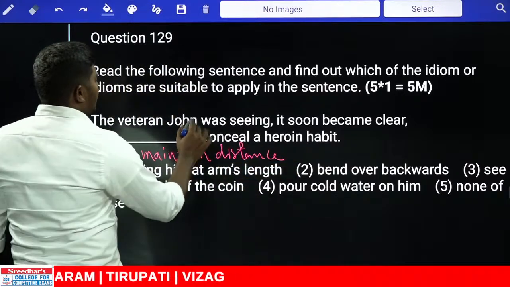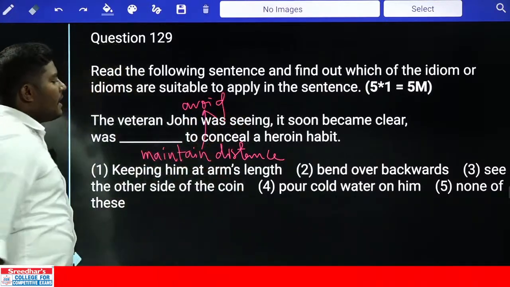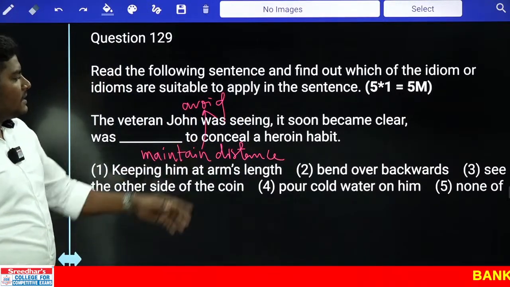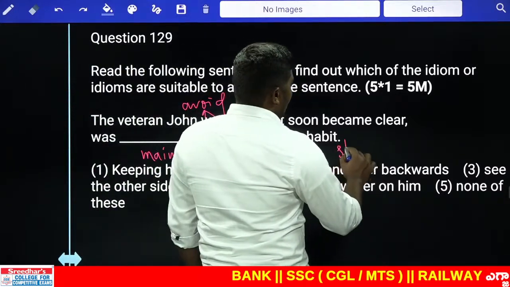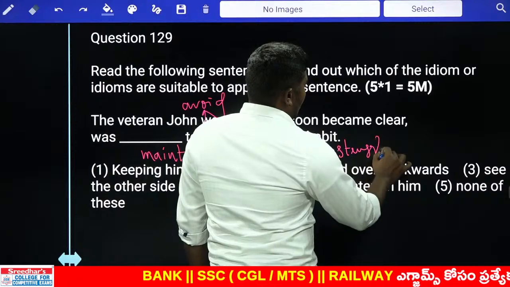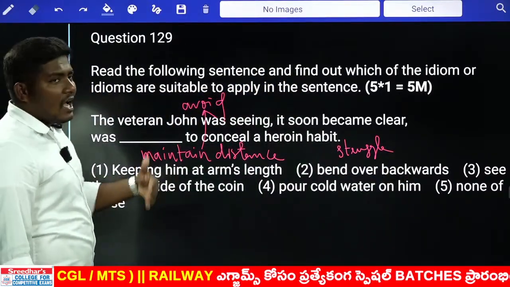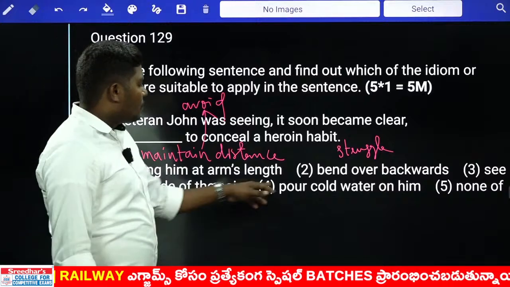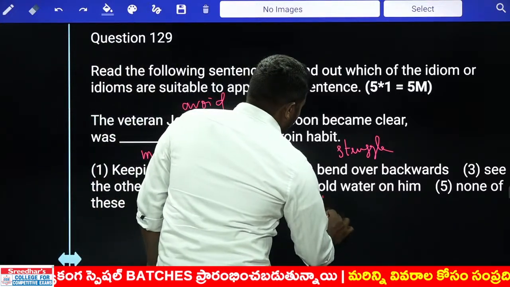Maintain distance or avoid people. Next, second one, bent over backwards. We have already seen this. To struggle a lot to achieve something. Next, see the other side of the coin is to see the other's opinion. Next, fourth one, pour cold water on him is nothing but to criticize.